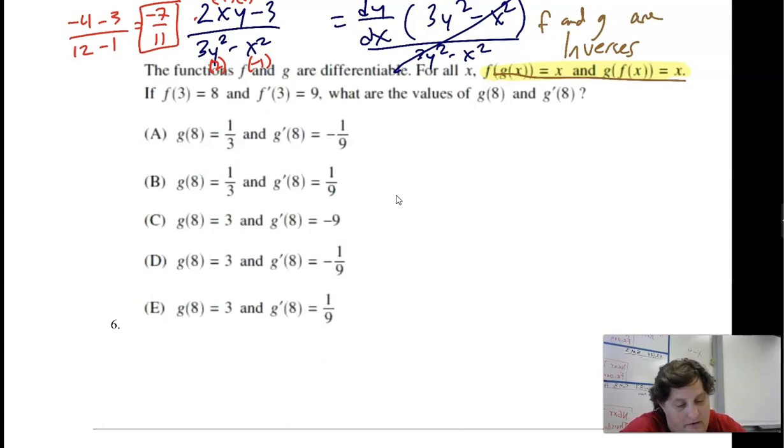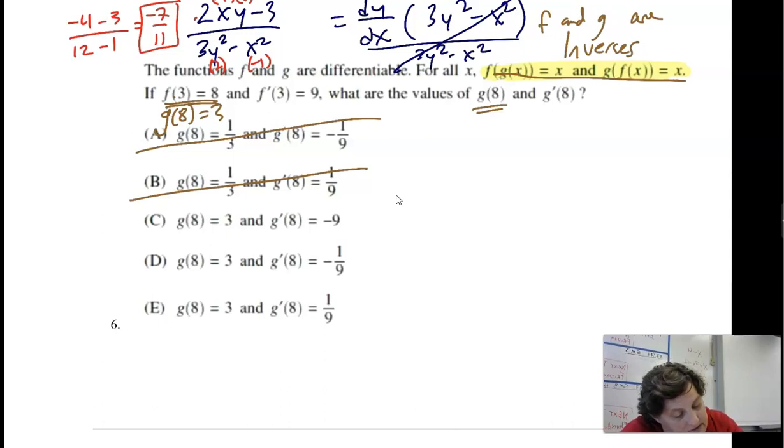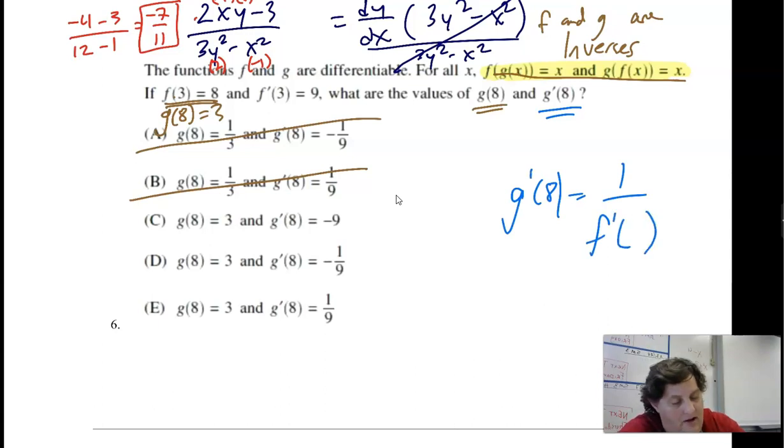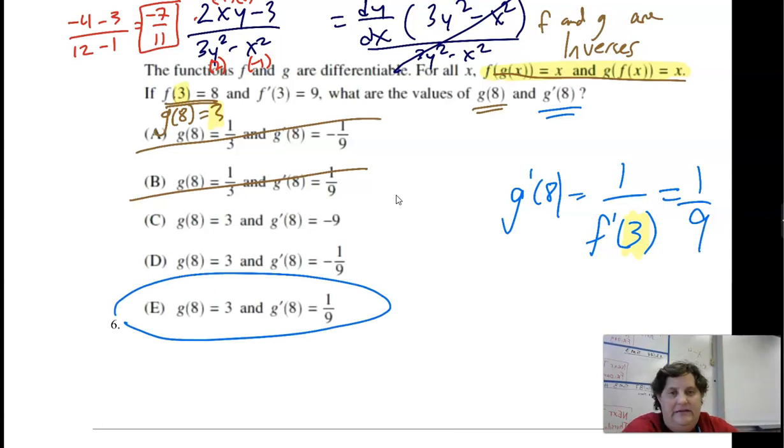Okay, so here's how it goes. Well, g of 8 comes from here. If I flip that around, if f of 3 is 8, g of 8 is 3. Okay, so I can get rid of those. And then here's how this part works. You guys remember this. G prime of 8 is 1 over f prime of the magic number that goes with 8, right? Well, 8 goes with 3. So that number is 3. So I just have to go find that. F prime of 3 is 9. 1 over 9. All right, so it'll be E.